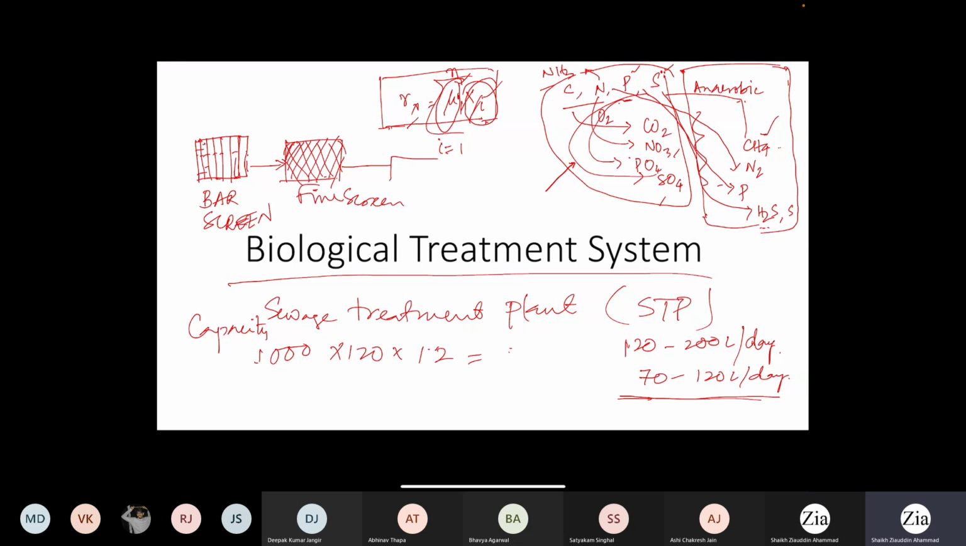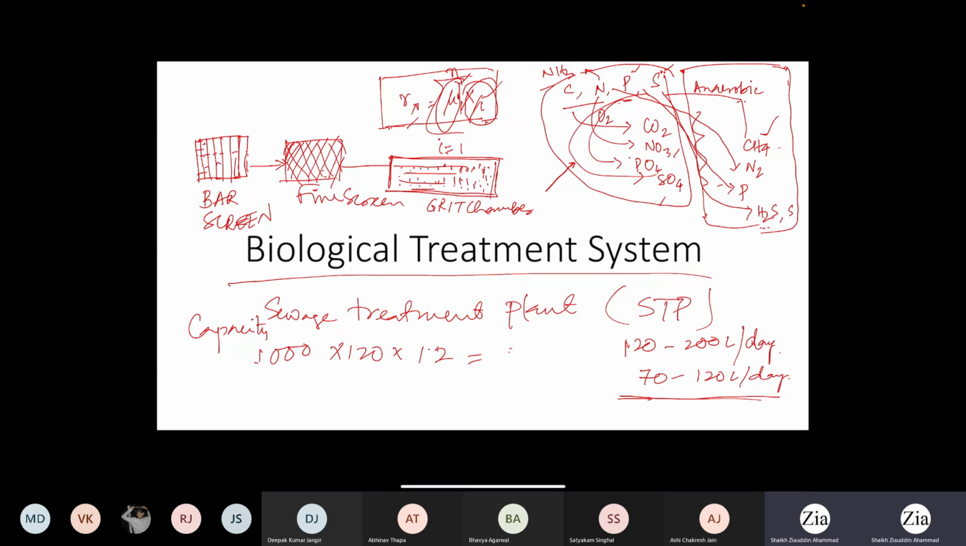So after fine screen, you will have a long channel called grid chamber. Grid chamber is actually a long channel where you have a rough surface at the bottom. So whenever water flows through this channel, its flow will get restricted. Whenever you have restriction in flow, whatever settleable material or heavy material is present in the liquid, they will get settled.